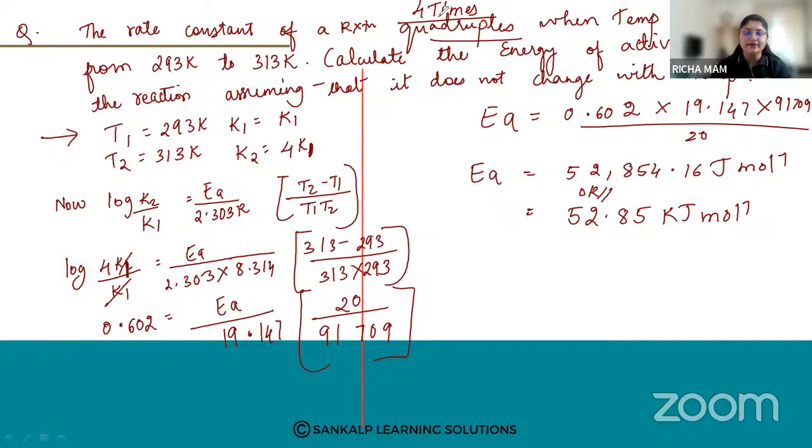Fine. Is it clear? Okay. So two more problems are there. Yes, Lubna has also got it. Okay, fine. So two more problems.